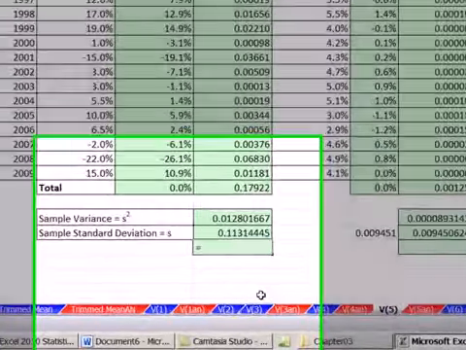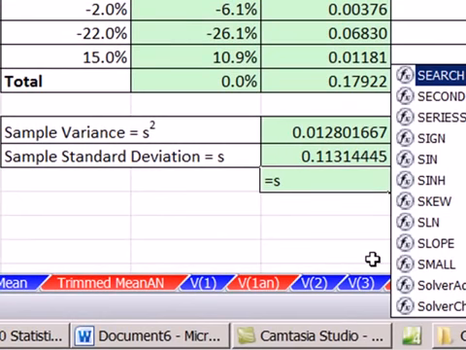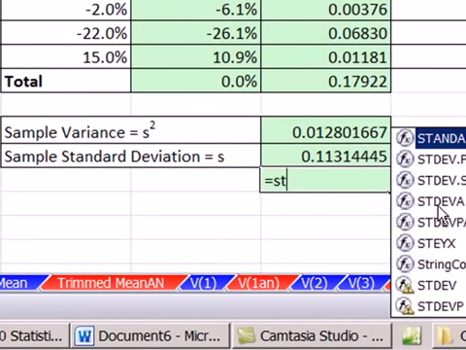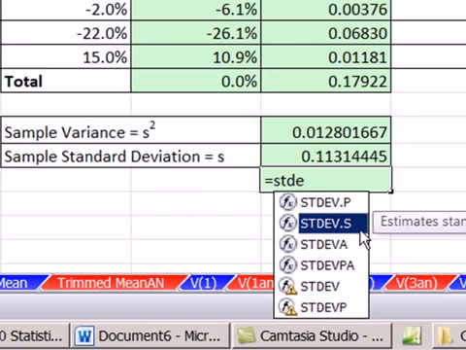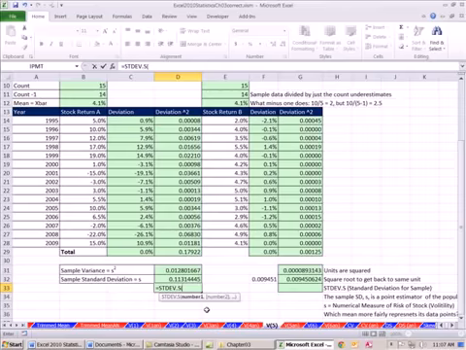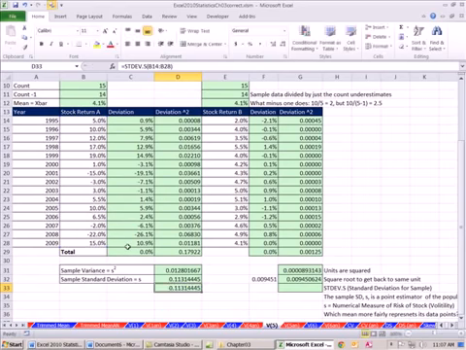The formula we're going to use is STDEV, for standard deviation, and there's a STDEV.P and a STDEV.S. So which one's for the population? Which one's for the sample? This one's for the sample. And all you have to do is highlight the actual values. STDEV.S does all of that work instantly.